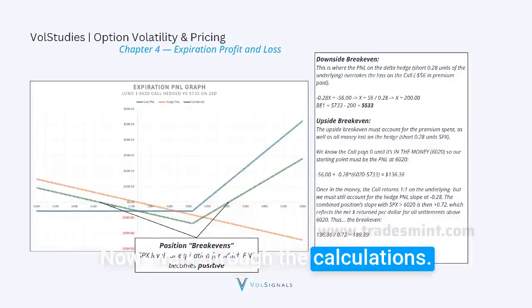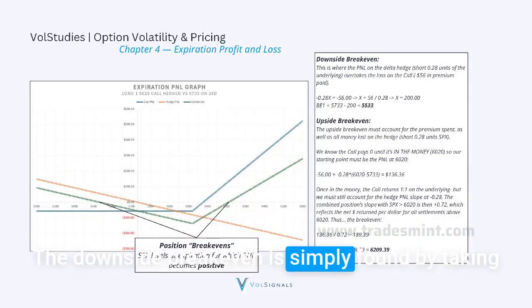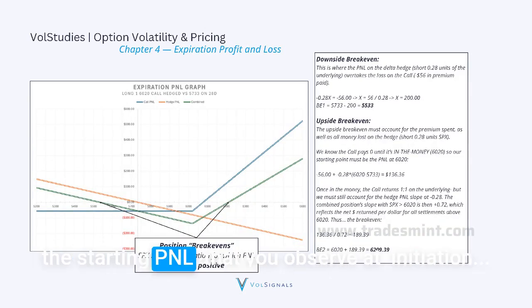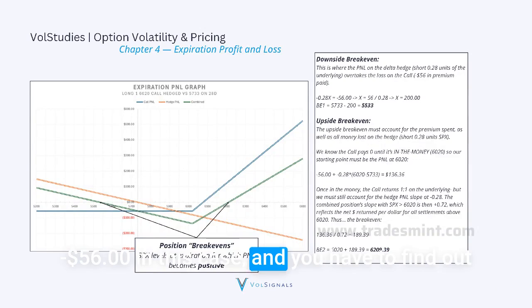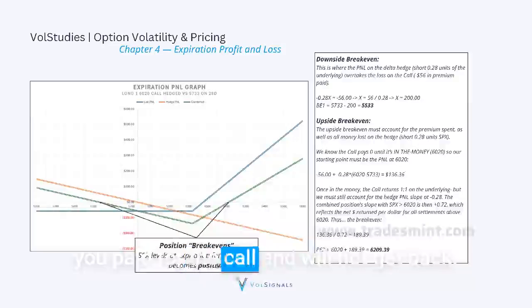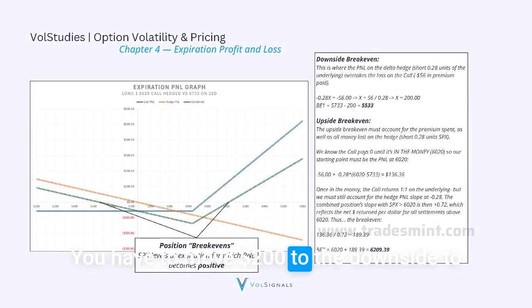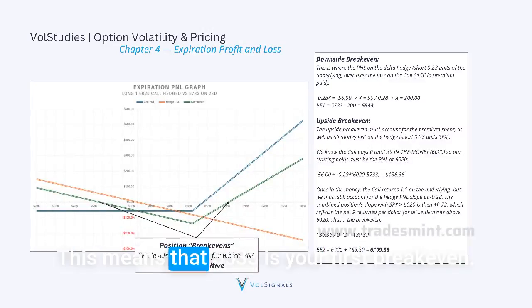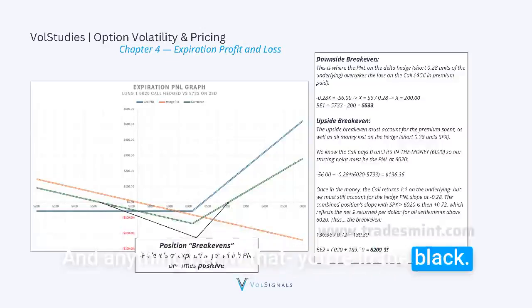Now, let's walk through the calculations. The downside break-even is simply found by taking the starting P&L that you observe at initiation, negative 56 in this case, and you have to find out how many dollars you must move if you're earning 28 cents per dollar to the downside on your short underlying component to completely overtake the $56 premium that you paid for the call and will not get back. In this case, the math is clean. You have to move $200 to the downside to overtake your premium paid and break even. This means that $55.33 is your first break even, and anything below that, you're in the black.